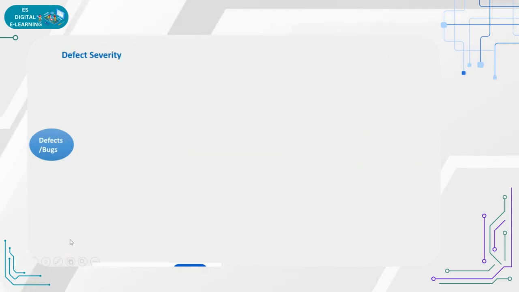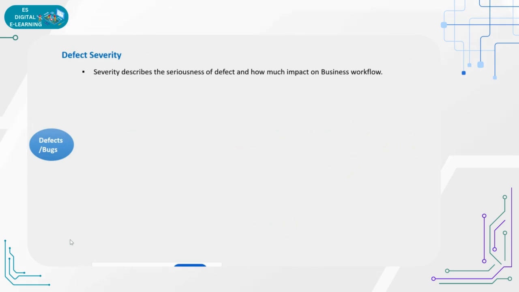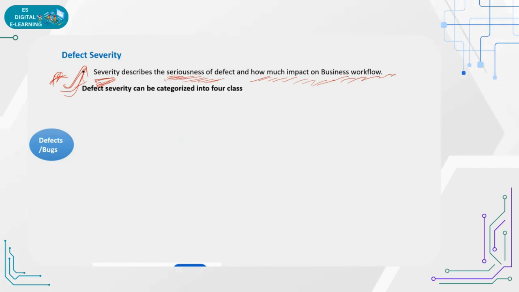Okay. So what is the defect severity? It describes the seriousness of the defect, how much it is impacting the business workflow. That is the severity. You need to always remember this keyword. This is a definition, guys. You need to write this down. And the defect severity can be categorized in 4 types, like we saw, right?